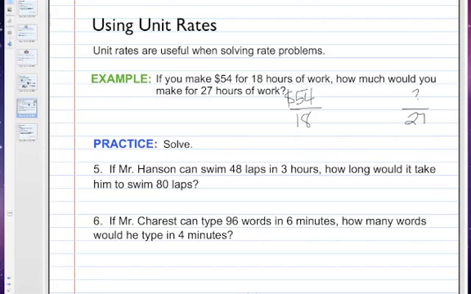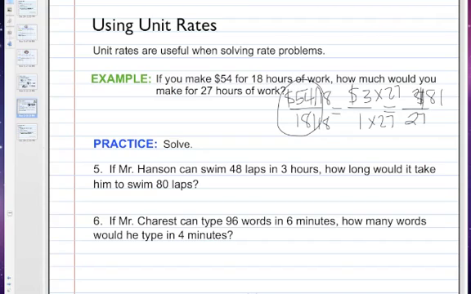So I'm going to first take this rate and make it into a unit rate. I want to know how much I'm making per 1 hour. I can find that by dividing both parts of my rate by 18. And if I do so, I find that I'm making $3 an hour. Now I can apply that to solve for 27 hours. If I make $3 in 1 hour, I'm going to make 27 times that in 27 hours. When I solve that, I will find out that I will make $81 in 27 hours.